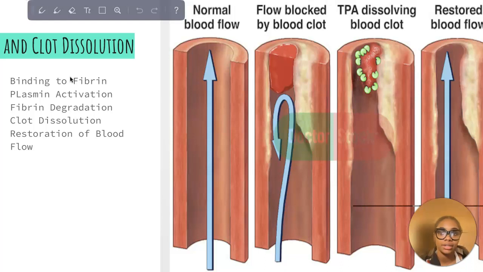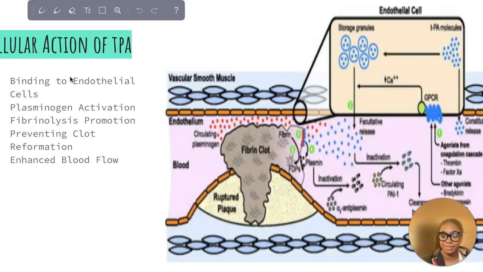TPA and clot dissolution. Dissolving blood clots is a pivotal mechanism in restoring blood flow to the brain during ischemic strokes. Following its activation, TPA orchestrates a sequence of events that efficiently breaks down the obstructive clot: binding to fibrin, plasmin activation, fibrin degradation, clot dissolution, and the restoration of blood flow.